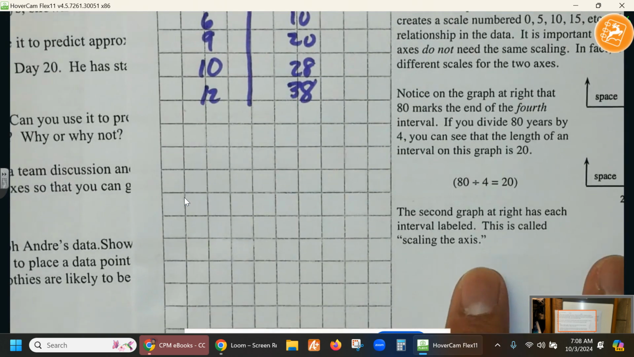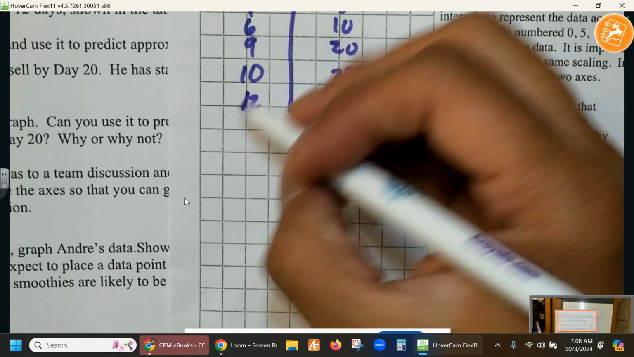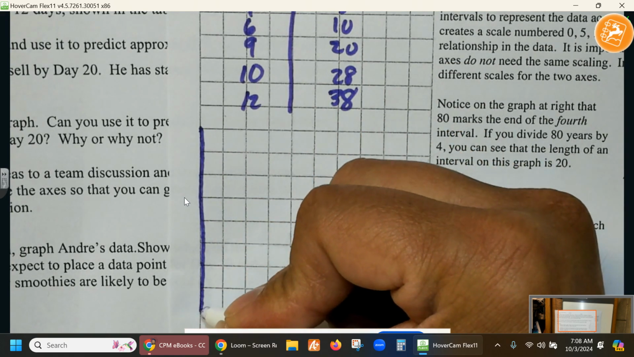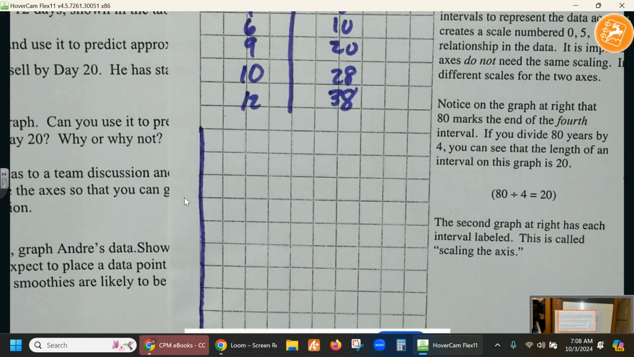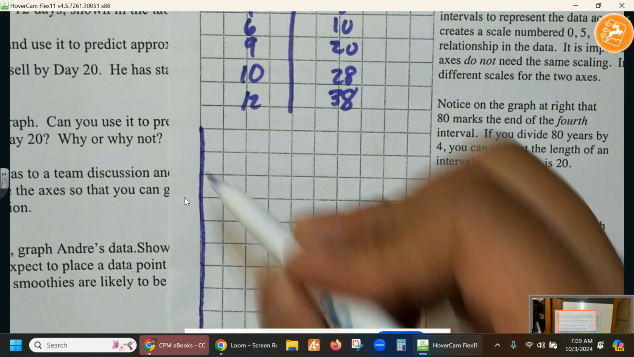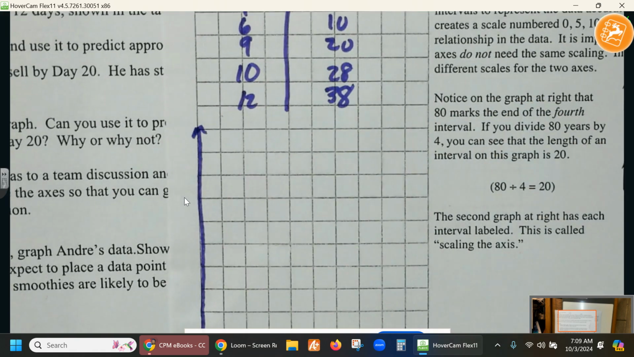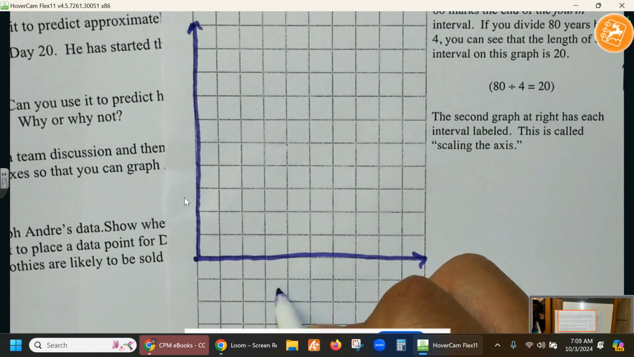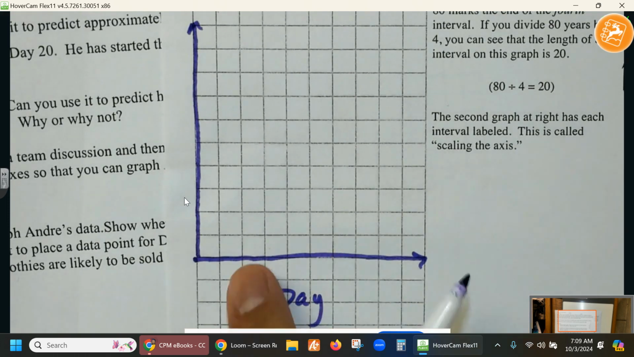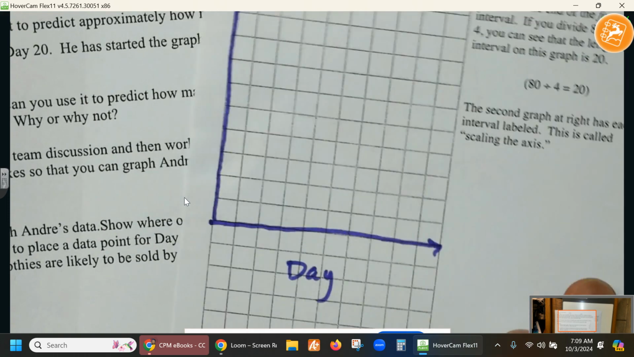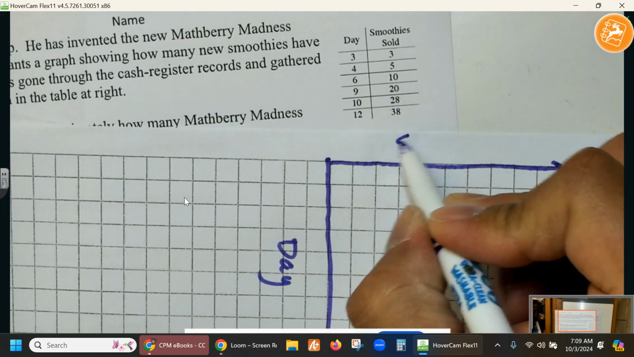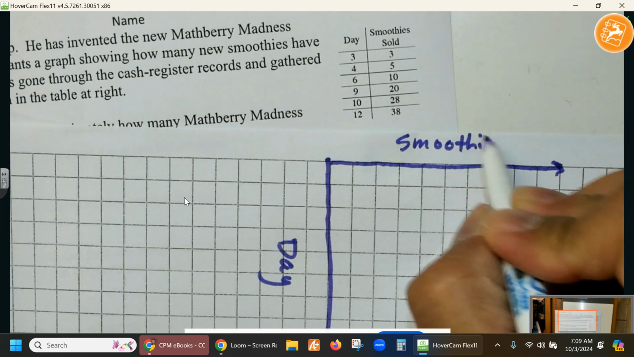So now we're going to make a graph. Let's go ahead and set our x and y axes here. 1, 2, 3, 4, 5, 6, 7, 8, 9, 10. And then we're going to go across 10. This is our x and y axis. And we always label our x and y. This is the independent variable. The number of smoothies will depend on the number of days. And this is the smoothies sold.